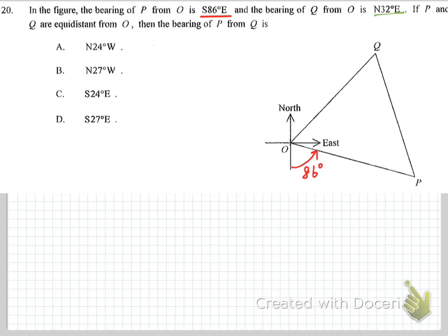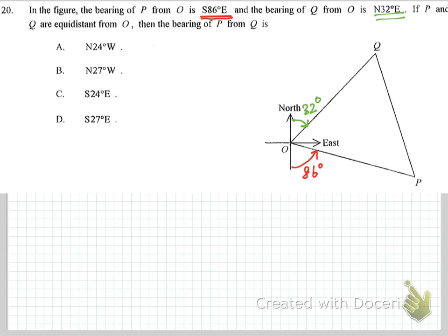And then we have the green angle. Once again, it's also from O. Alright, so the angle is around O. So the bearing of Q from O is north 32 degrees east. So we start from the northern direction and turn east for 32 degrees. Alright. So this is how I put back the two angles, right? These are the most important thing in this question. If you put the angle at the wrong place, you will definitely get the wrong answer.